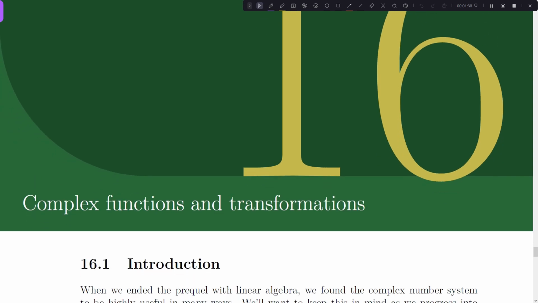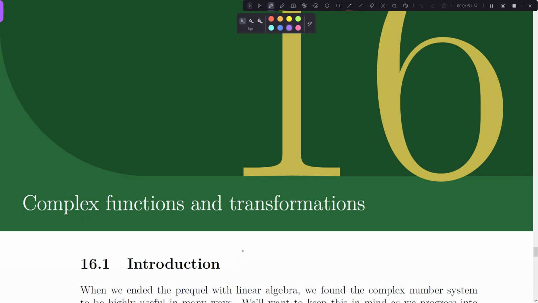We're moving on to chapter 16. This is complex functions and transformations. We're getting through the whole chapter today. It's not a very big chapter. And really the point of this is saying, hey, you worked with complex numbers last semester, and we're going to work with complex valued functions this semester, right?